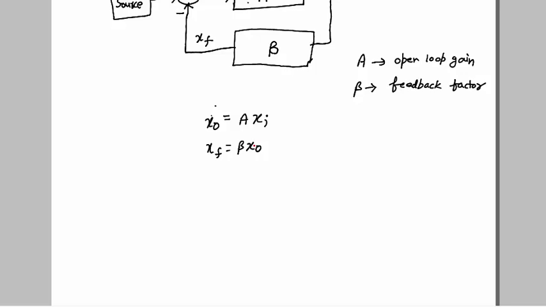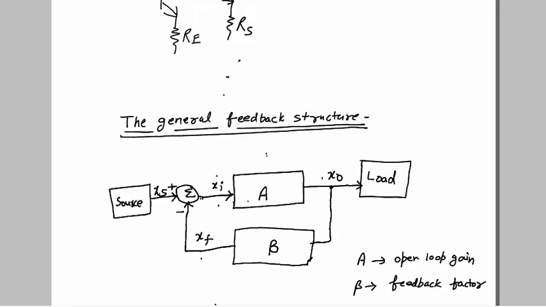Okay, now xi equals to xs minus xf. You can see from here, xi equals to xs minus xf.